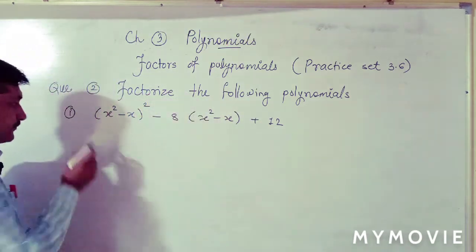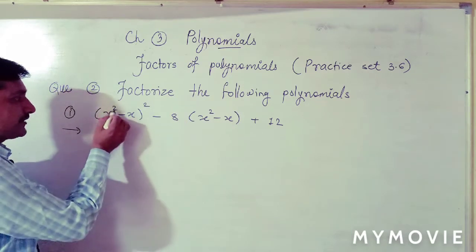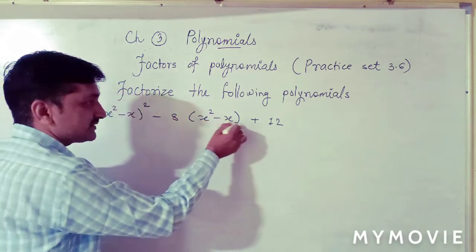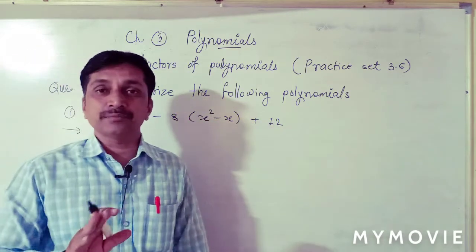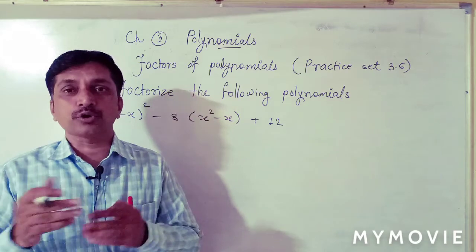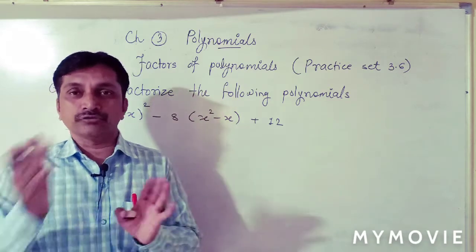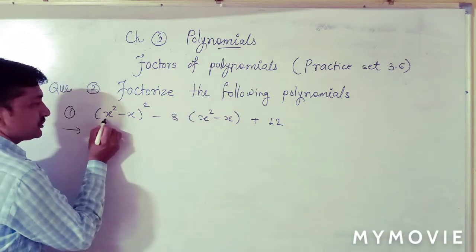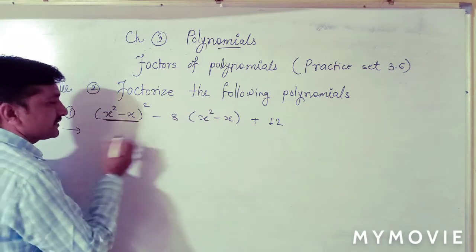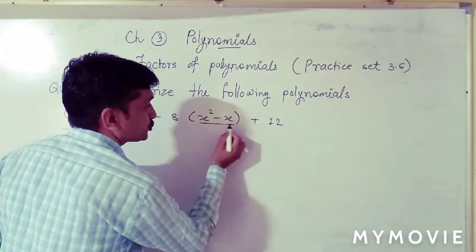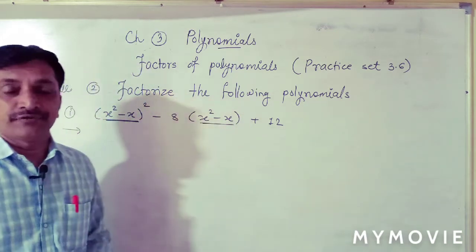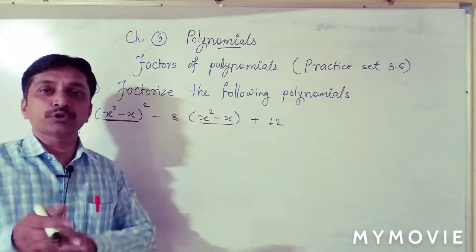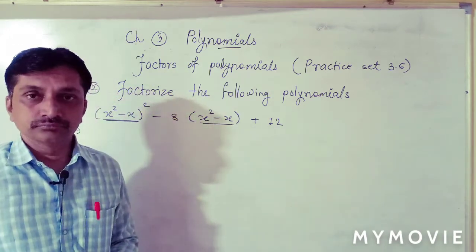Example number 1 is (x square minus x) bracket square minus 8 in bracket (x square minus x) plus 12. This expression is not a quadratic. We have to convert this into a quadratic. If you observe, here you see x square minus x and here is also x square minus x. First of all, we have to put x square minus x equal to any other variable.